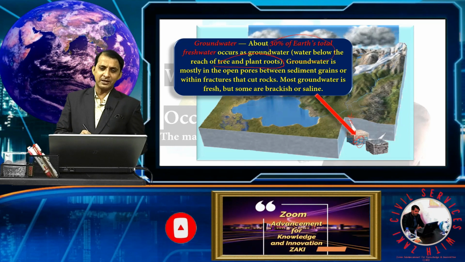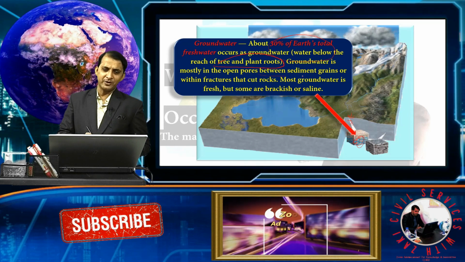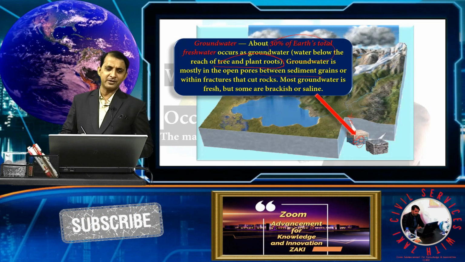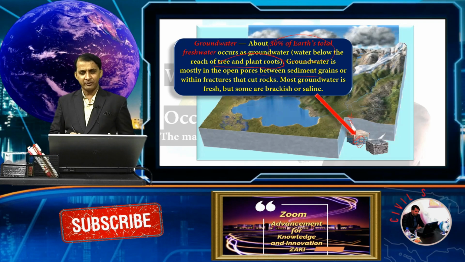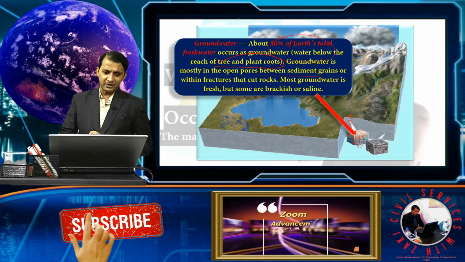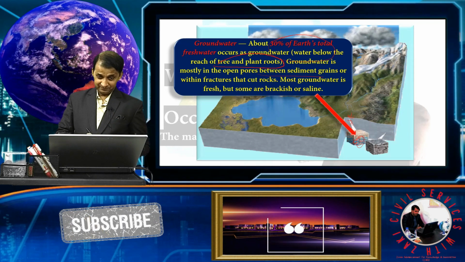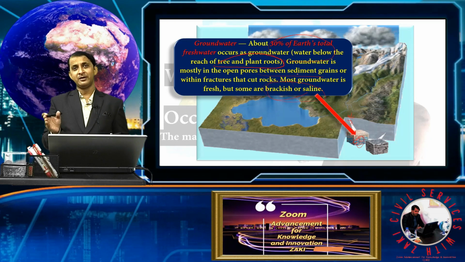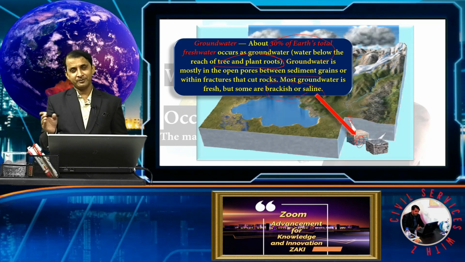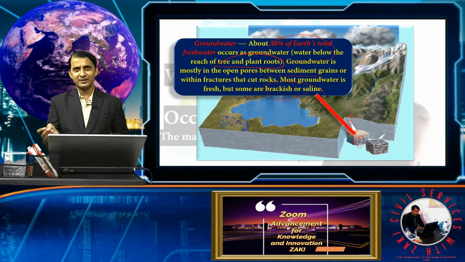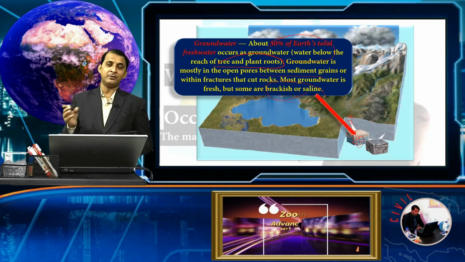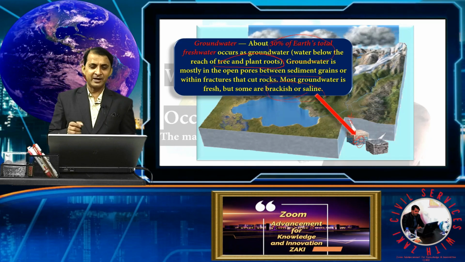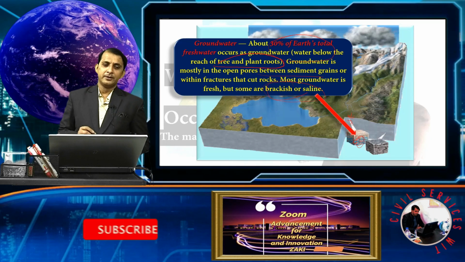Groundwater is present in the open pores between the sediment grains. So see here, these are sediment grains and the fractures of the rock. Most of the groundwater is fresh, but some is brackish and saline, and basically it depends on the nearness of the sea and some saline water. So if they meet with this saline water, they can be brackish or saline.